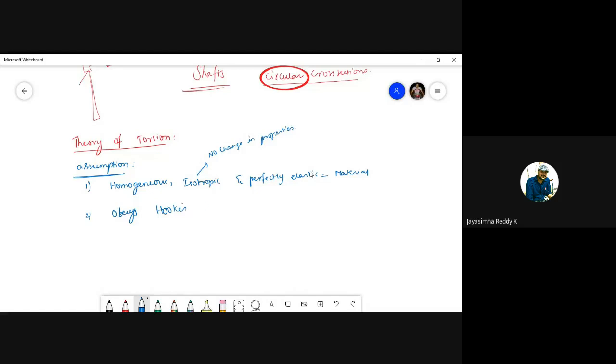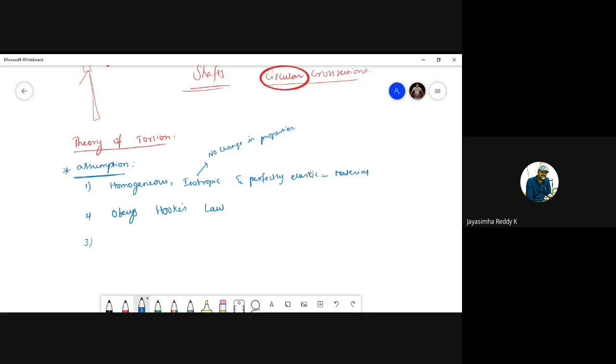Hooke's law obeys Hooke's law. See, students, these assumptions are also very important. Many times the theory question is: what are the assumptions of theory of torsion? What are the assumptions in theory of simple bending? This kind of questions arise in your external examinations.